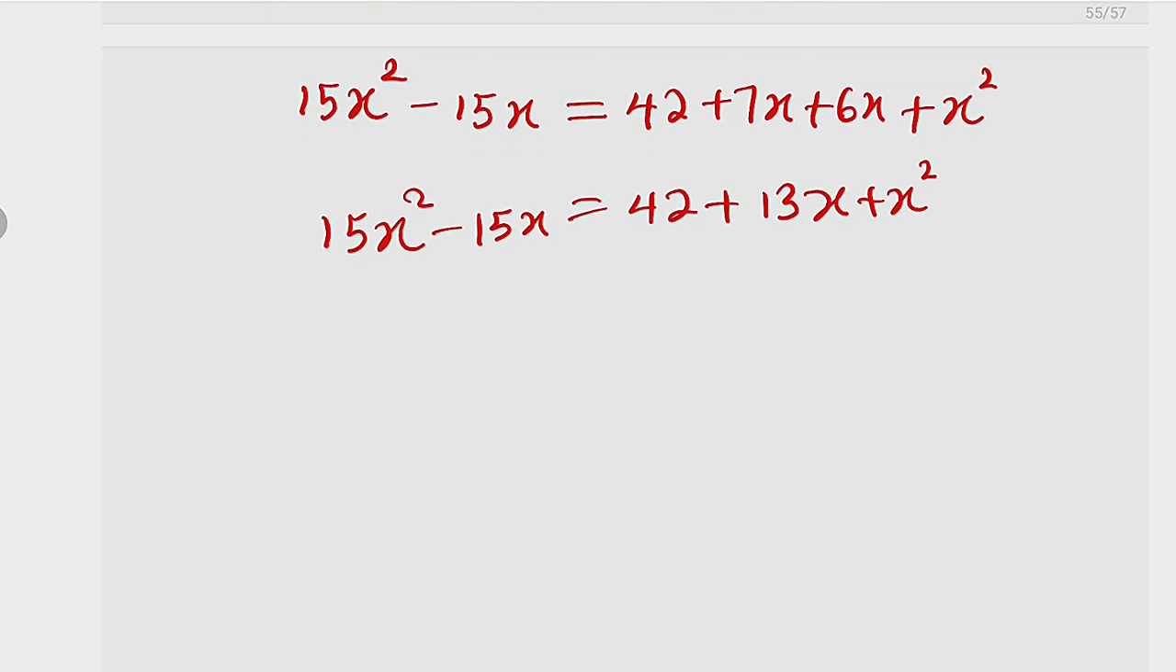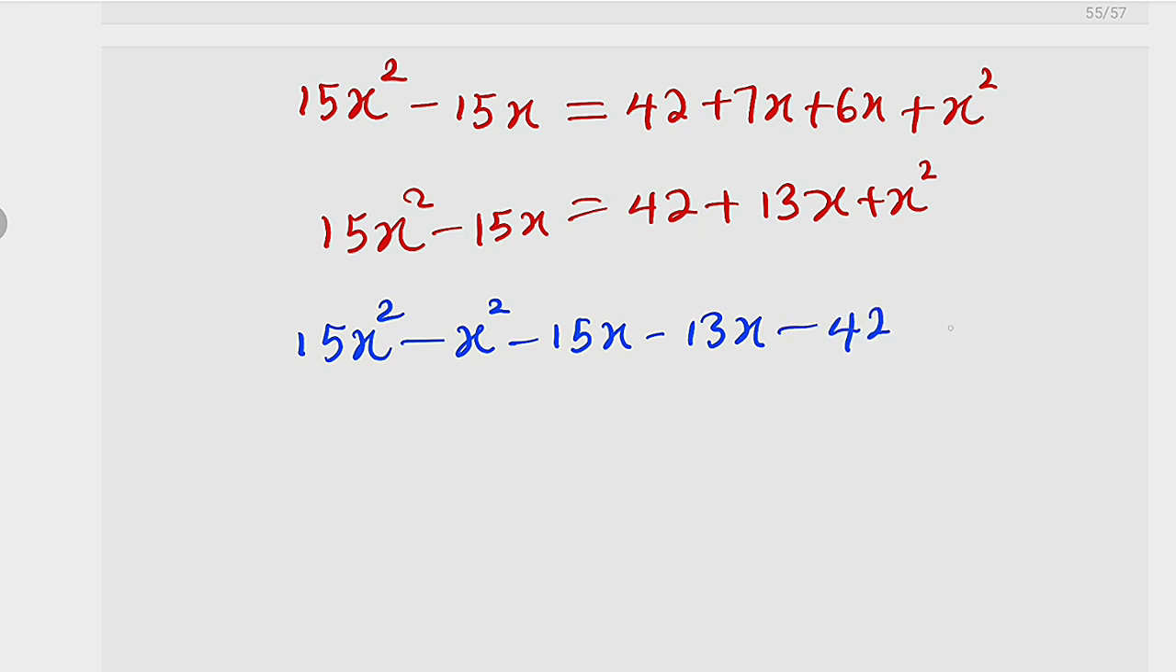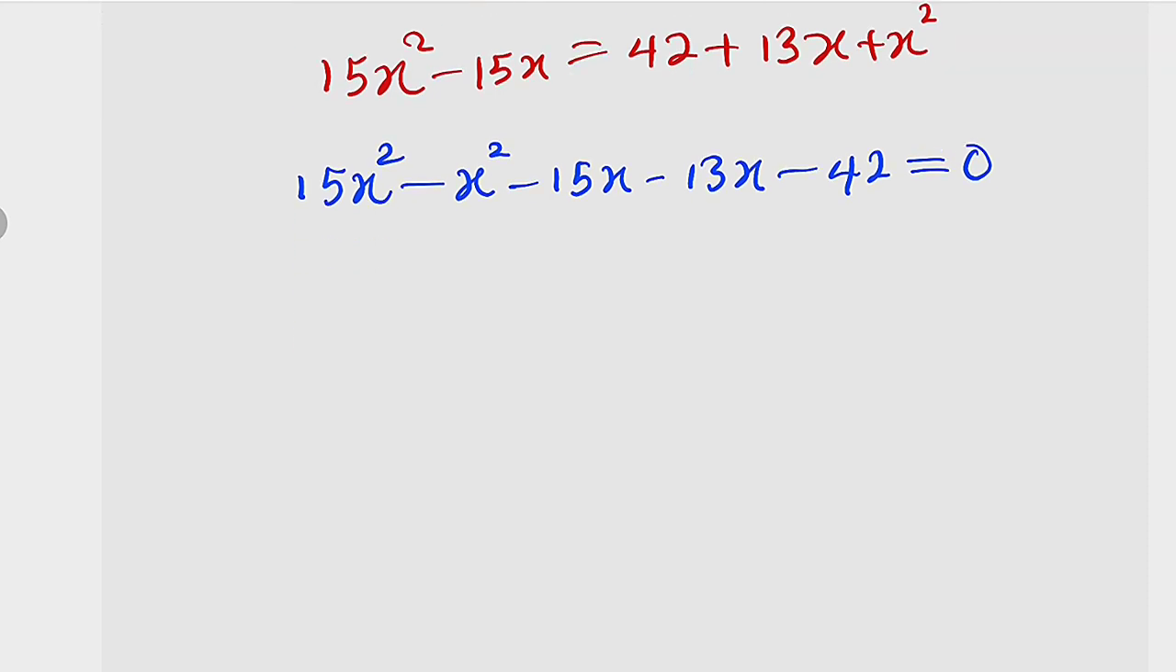Let us take all terms to the left hand side. Already we have 15x squared here. As this one crosses over, it becomes negative x squared, and we have negative 15x to the left. As this crosses over, it becomes negative 13x. Then we have 42. As it crosses over, it becomes negative as well, and this is equal to 0. 15 minus 1 is 14x squared. Negative 15 negative 13 is negative 28x. Then we have minus 42. This is equal to 0.